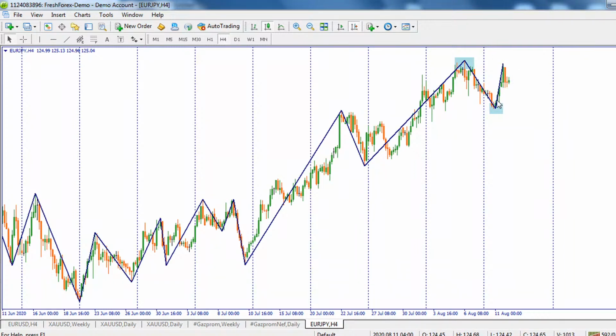Instead, you move back to the past where there was this V, and also where there was this inverted V. So this becomes the swing low, and this becomes the swing high.